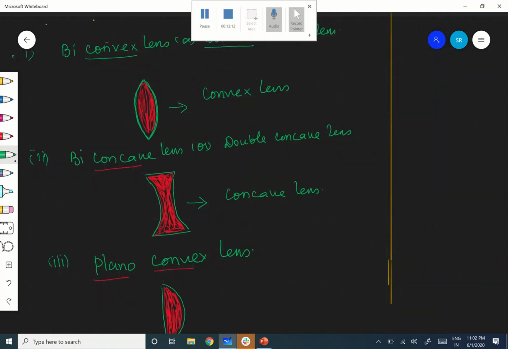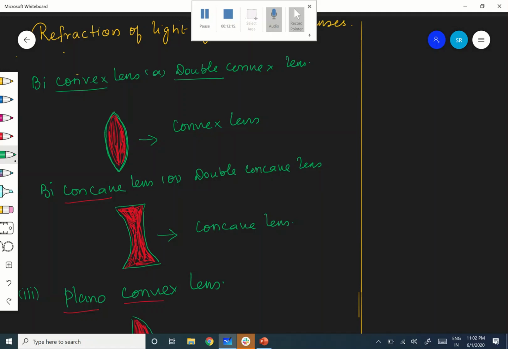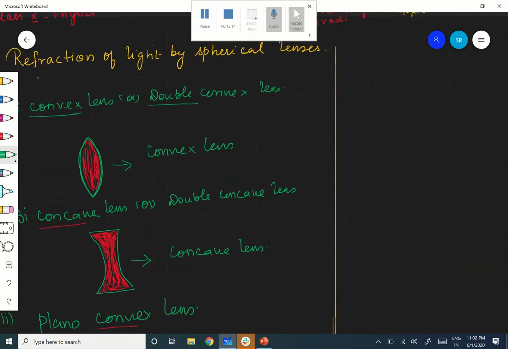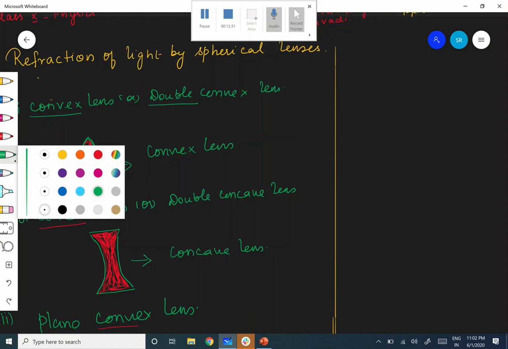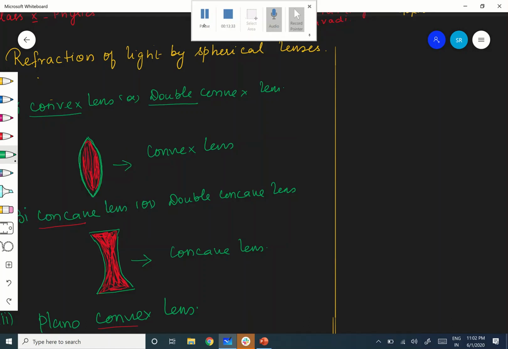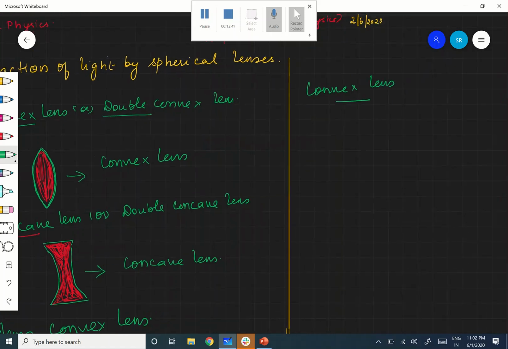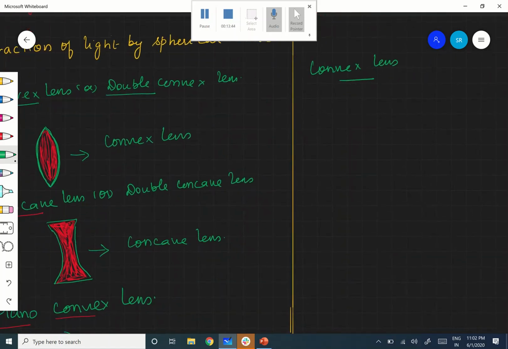Okay, so now with this, we will go to the important terms. As we have seen in our mirror, like that. So let me first take the convex lens. With respect to the convex lens, let me give you, see here, this is the lens, correct? But here the center, what is that?